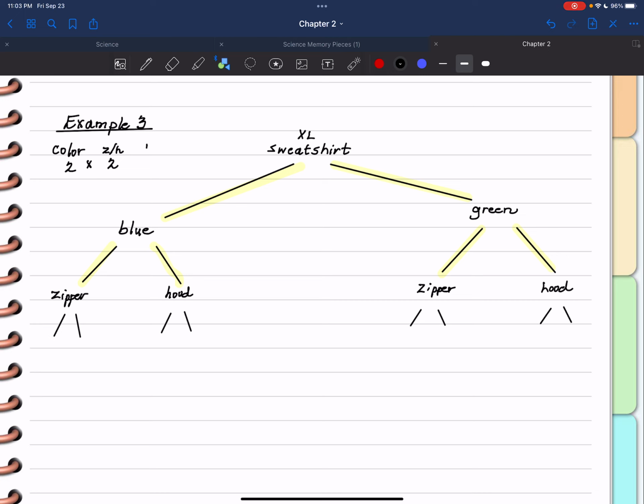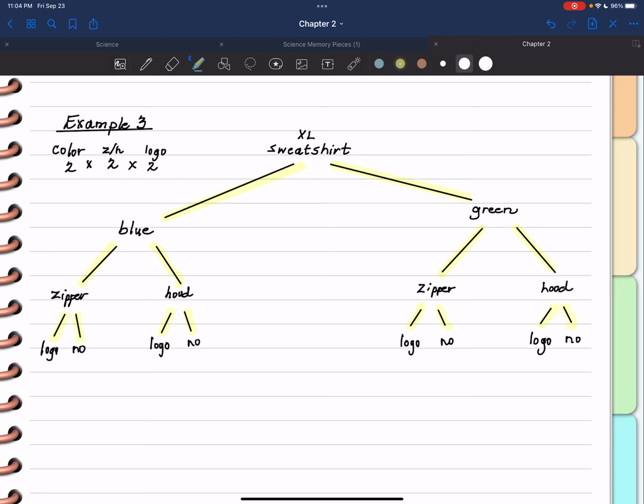So for logo, there are 2 possible outcomes. It either has it or it doesn't. So we're just going to say logo, no, logo, no. Okay, so now we have 2 times 2 times 2. That is a total of 8 branches.